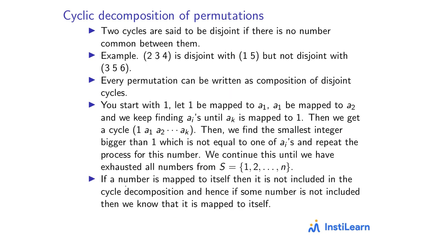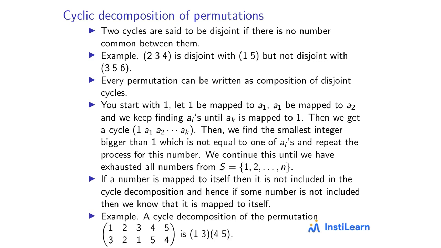And suppose if a number is mapped to itself, like say 2 is mapped to 2, then we do not include it in the cycle notation and it will be excluded. So suppose you have a permutation written as a decomposition of cycles and some number from 1 to n is not appearing in that decomposition, then you know that that particular number is fixed by that permutation. So let's take an example of this permutation in S5.